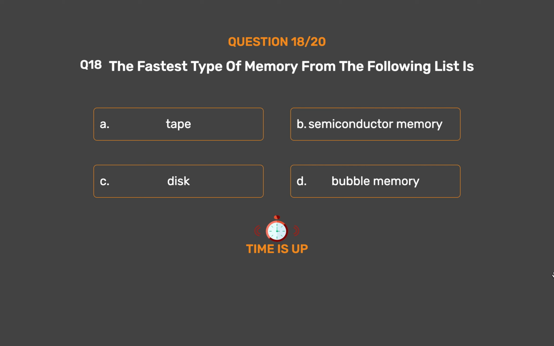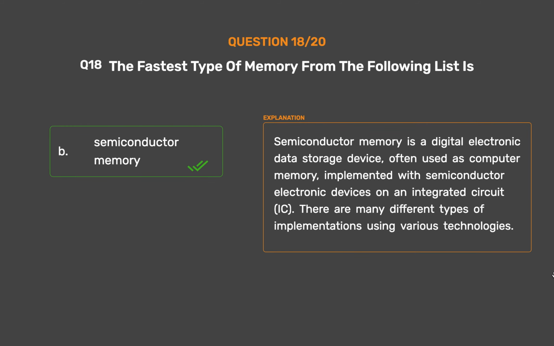The correct answer is option B, semiconductor memory. Semiconductor memory is a digital electronic data storage device, often used as computer memory, implemented with semiconductor electronic devices on an integrated circuit, IC. There are many different types of implementations using various technologies.